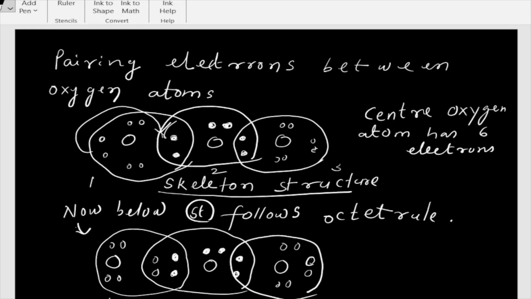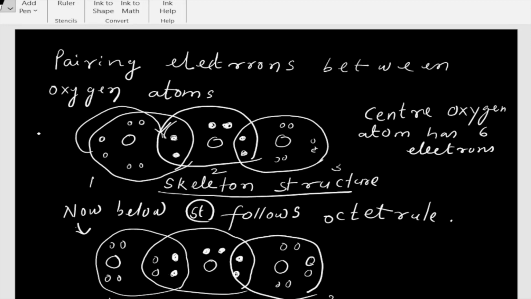This is oxygen 1, this 2, 3. All 3 oxygens are satisfied with the octet rule. That means the outermost shell contains 8 electrons. Now you can observe, if it flows this side, the pair of electrons flows from oxygen number 1 to 2, then one type of structure forms where 2 pairs of electrons are present.